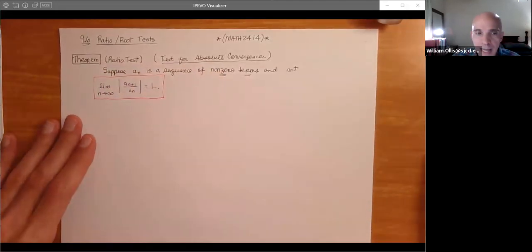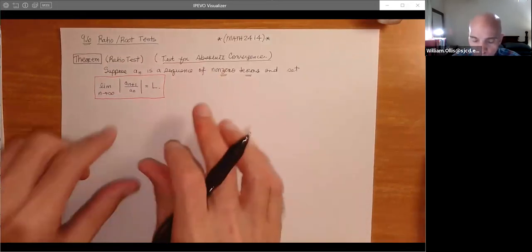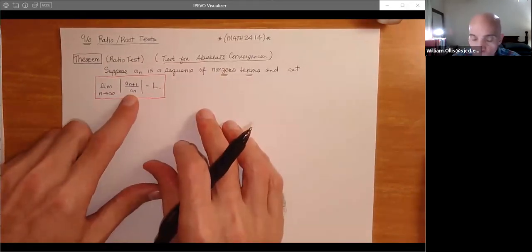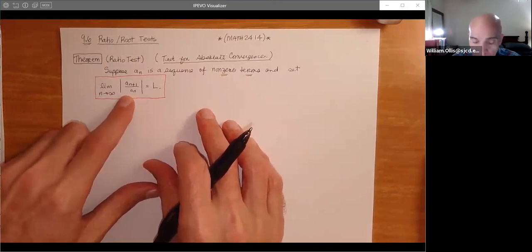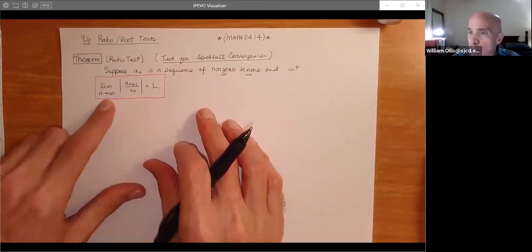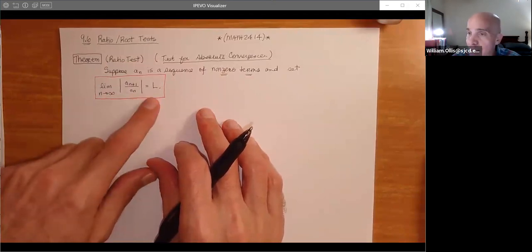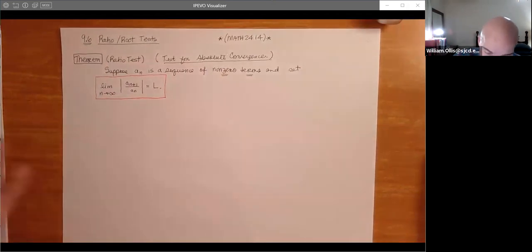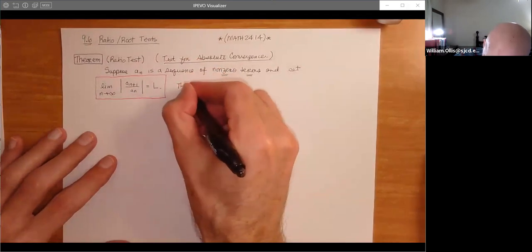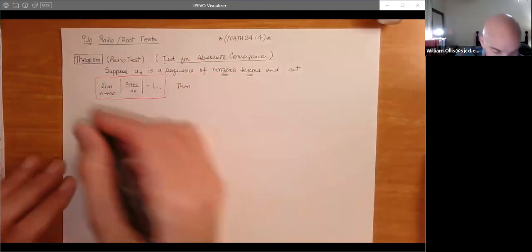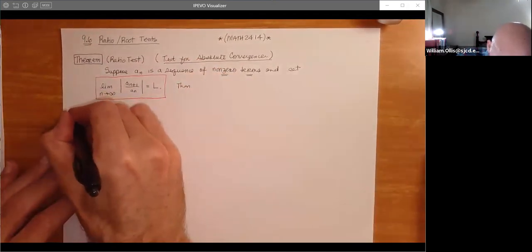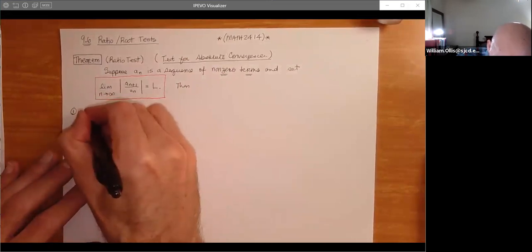And this is where the name ratio test comes from. Basically, we look at the ratio of successive terms in absolute value, and then we allow n to pass to infinity. And that's what we assign the letter L to be. Then we have some nice conclusions here. The first one is the one we'll use the most.